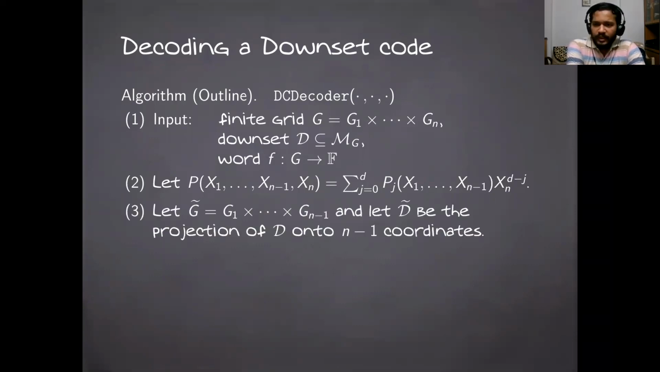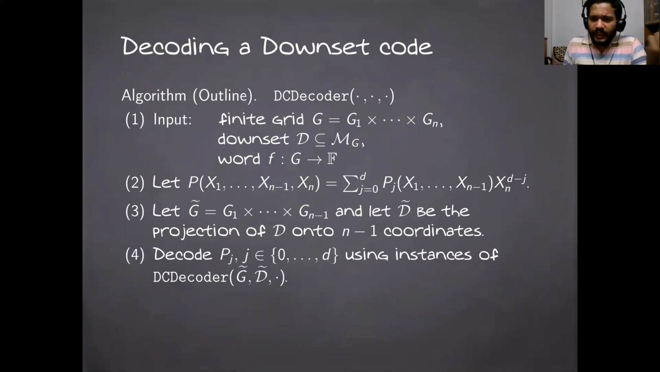Now we go to a projection. The nice thing about downset codes is that if you project to a lesser number of coordinates, a downset code gives you another downset code on the smaller set of coordinates. So let's project from n coordinates to n minus 1 coordinates. You get a smaller grid, which we call G tilde, and you get a smaller downset, which we call D tilde. So now each of these coefficient polynomials Pj's in n minus 1 variables are supposed to come from code words in the downset code defined by D tilde on the set G tilde.